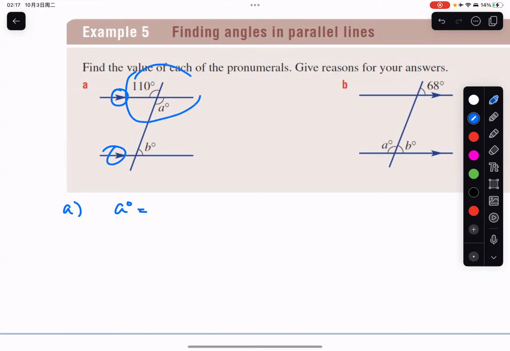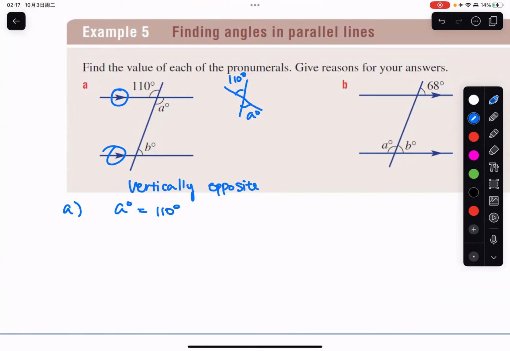Here we can use what we learned from 7A, the vertically opposite angles. For vertically opposite angles, that means they equal each other. If you can't remember, go back to 7A and have a look at the definition. So that means A's degree equals 110. That is A, very easy.